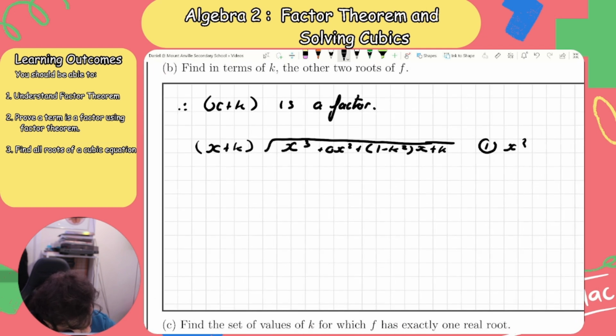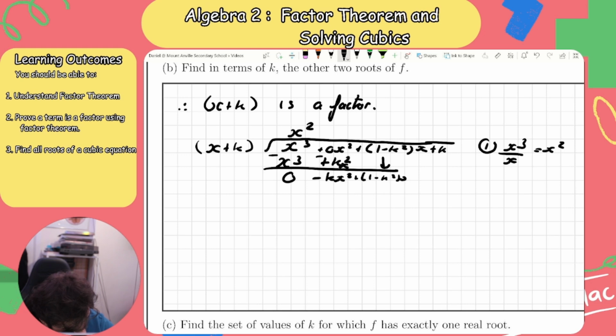So x cubed divided by x is x squared. Put that on top. x squared times x is x cubed. x squared times k is plus kx squared. Minus minus, that goes to 0. Minus kx squared. Bring down this plus 1 minus k squared x. So we rewrite that bottom line there. It's a bit messy. So minus kx squared plus 1 minus k squared x.